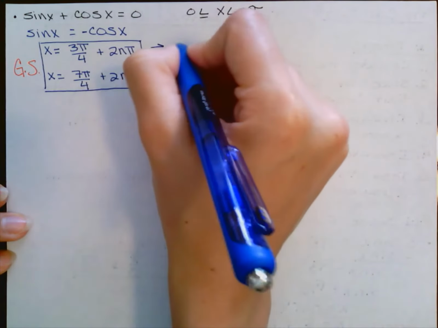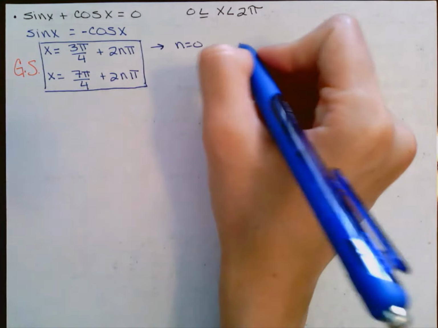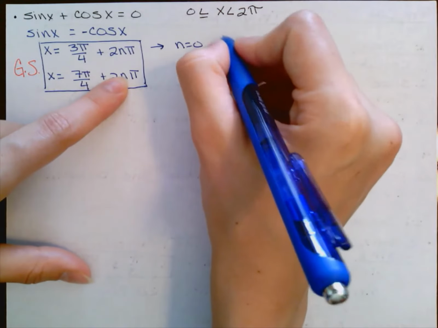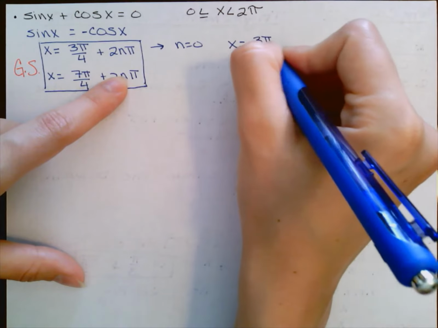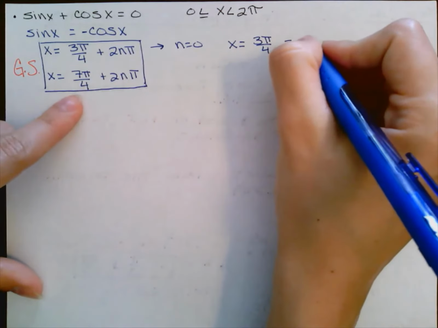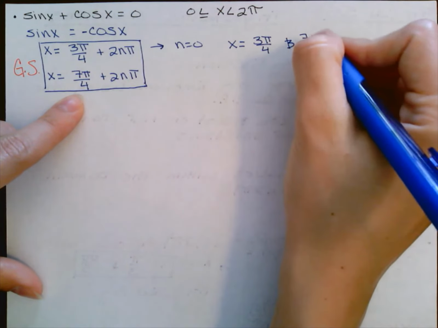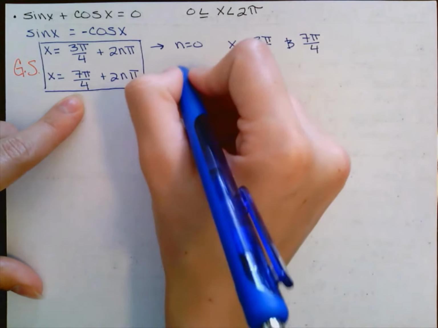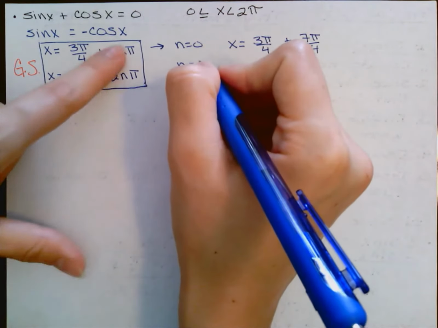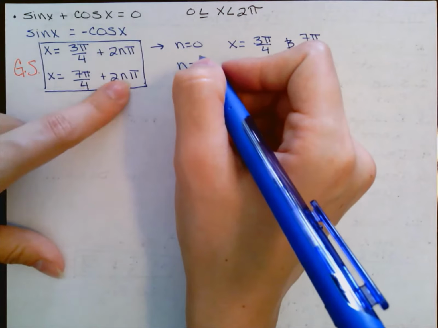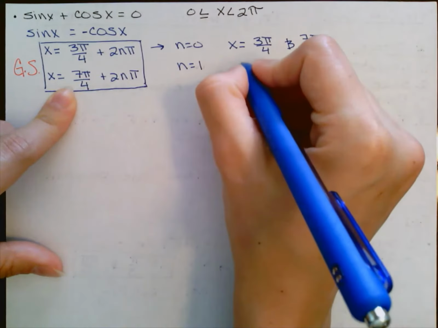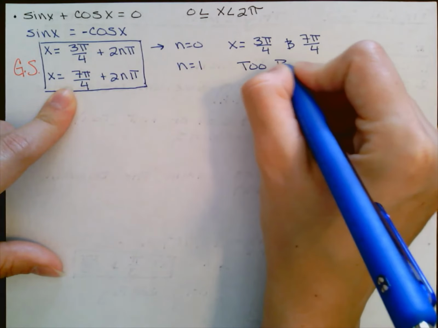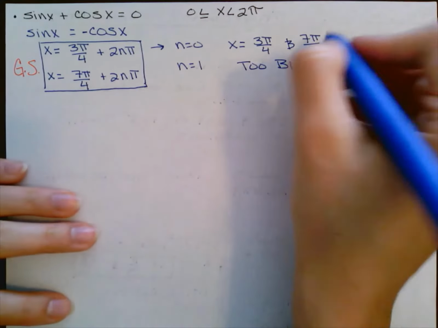So now I'm going to test out when my n is 0. This right side cancels out, and I just have that x is 3 pi over 4 and 7 pi over 4. When n equals 1, I'm adding a 2 pi, but anytime I add a 2 pi to a positive value, I surpass 2 pi. So these become too big. Okay?